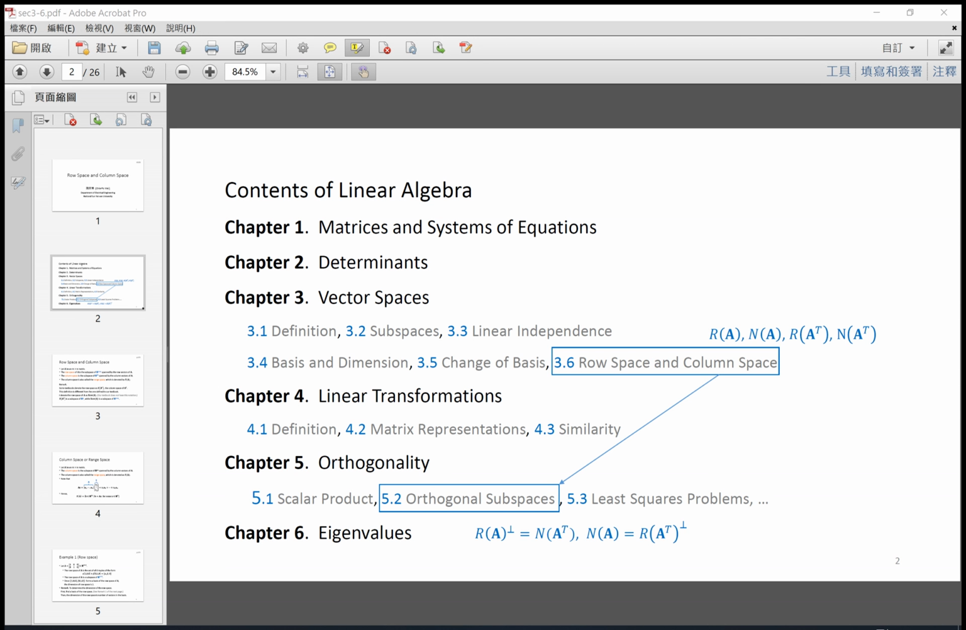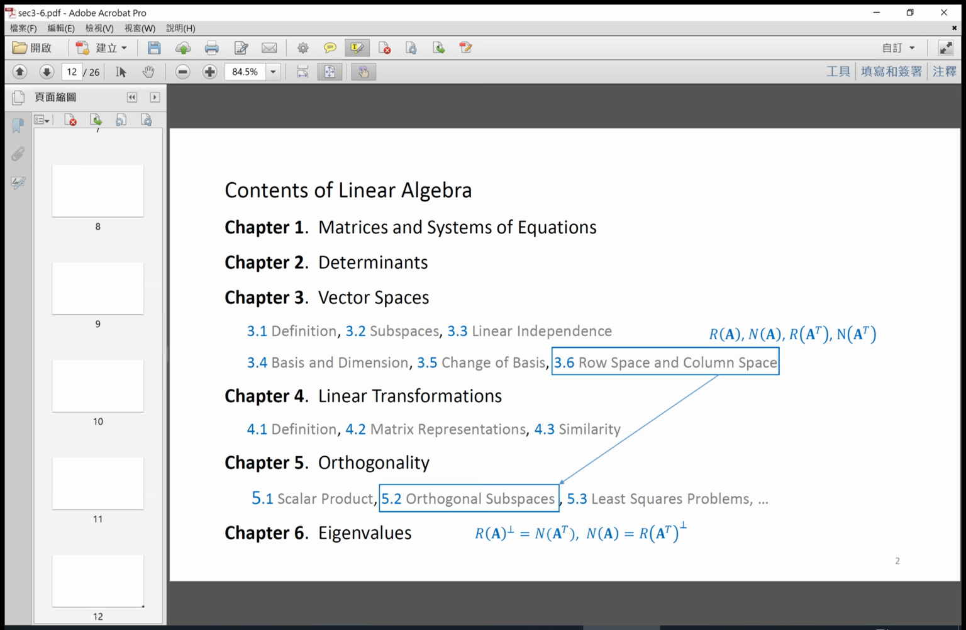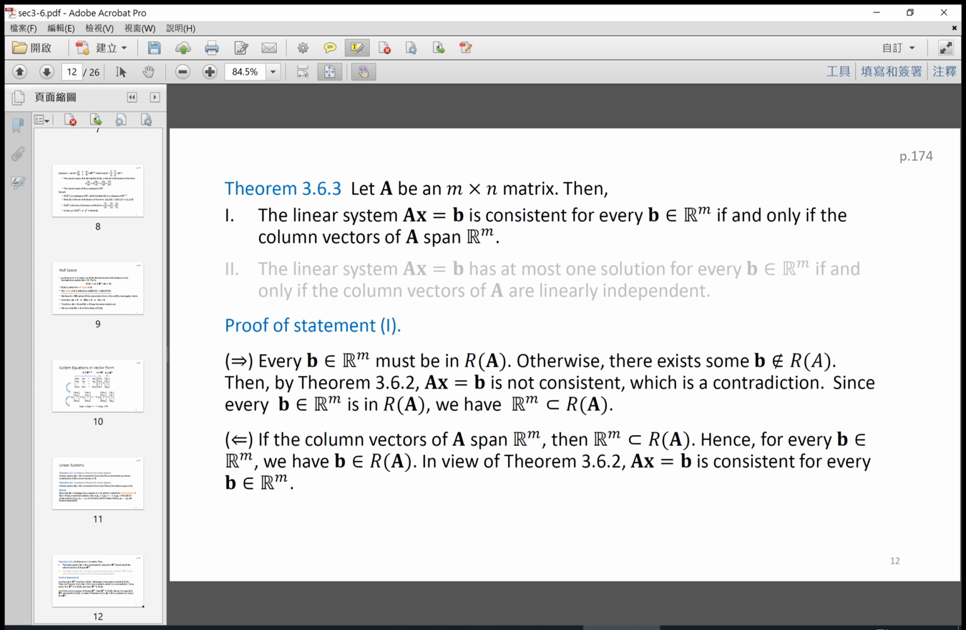After learning section 3.6, given a matrix A, you should be able to compute the row space, the column space, as well as the null space of matrix A. And you also need to familiarize yourself with Theorem 3.6.3. You don't need to memorize the proof of the theorem, but you should understand the statement of the theorem.